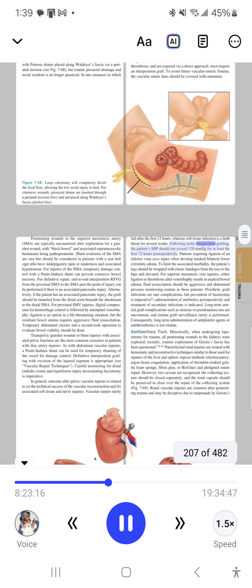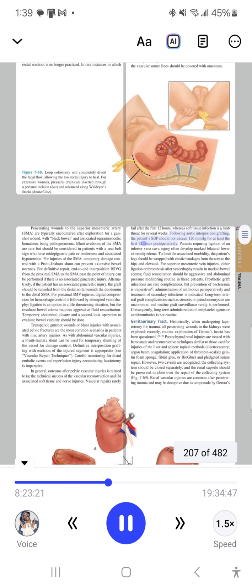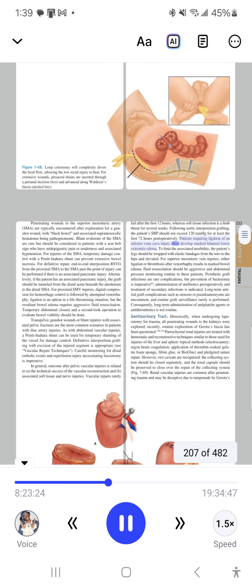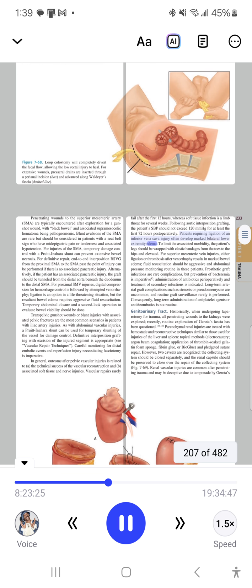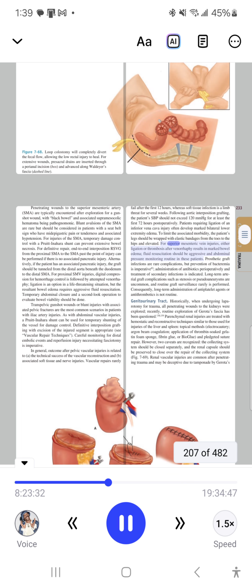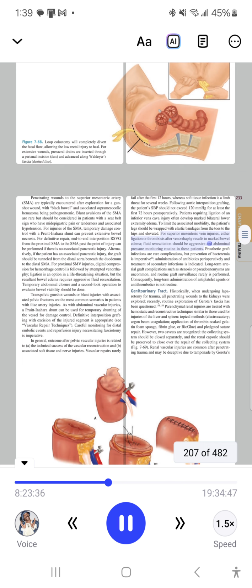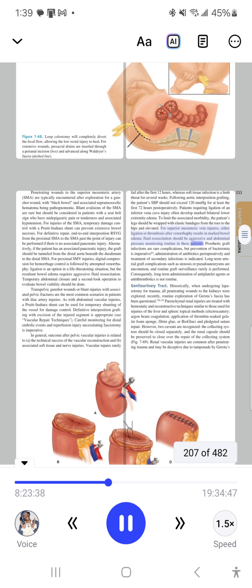Following aortic interposition grafting, the patient's systolic blood pressure should not exceed 120 mmHg for at least the first 72 hours postoperatively. Patients requiring ligation of an inferior vena cava injury often develop marked bilateral lower extremity edema. To limit the associated morbidity, the patient's legs should be wrapped with elastic bandages from the toes to the hips and elevated. For superior mesenteric vein injuries, either ligation or thrombosis after venorrhaphy results in marked bowel edema. Fluid resuscitation should be aggressive and abdominal pressure monitoring routine in these patients.